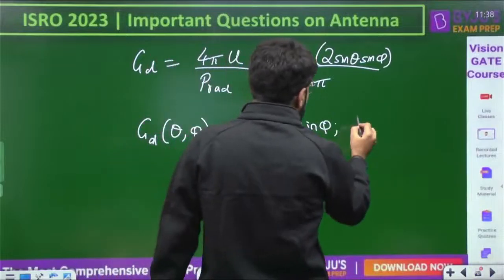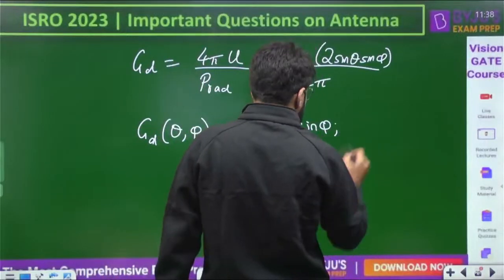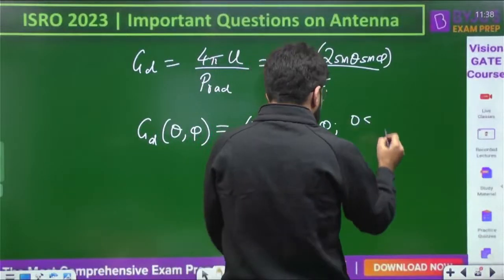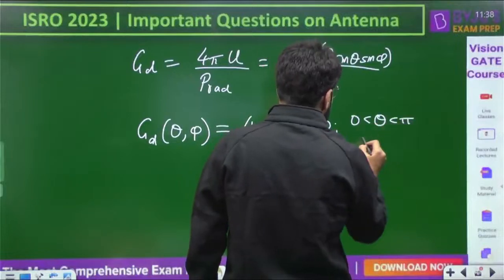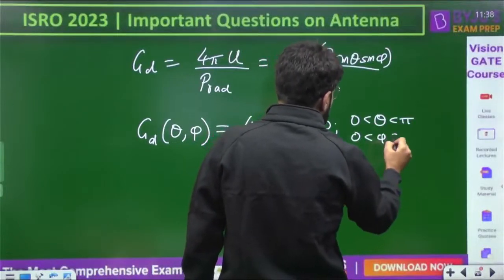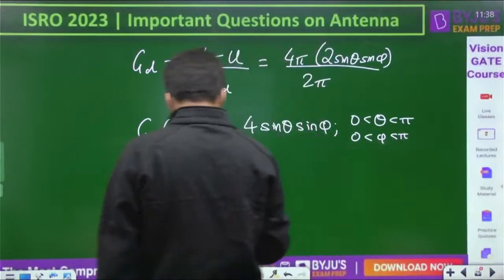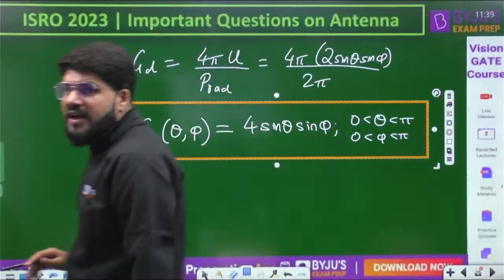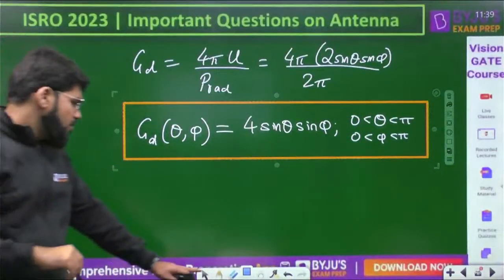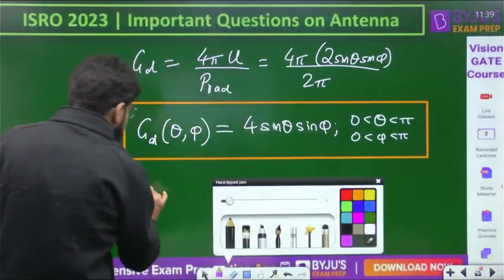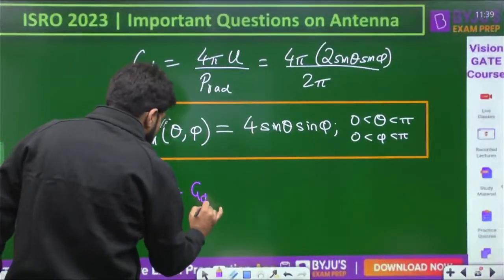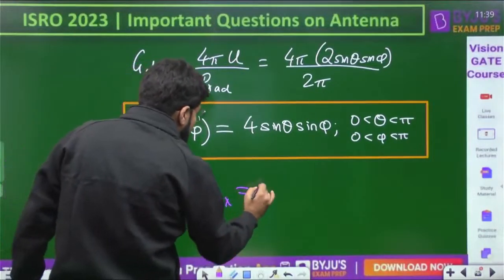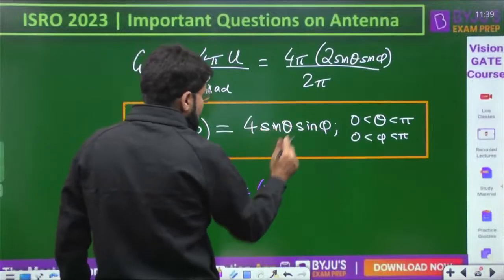With 0 less than theta less than pi, 0 less than phi less than pi, meaning both are 0 to pi. This is the GD function, if they ask for the directive gain as a function. Here, it is asked to tell the directivity, so that is the maximum value of the directive gain. What is the maximum value of sine theta or sine phi? Both are 1.